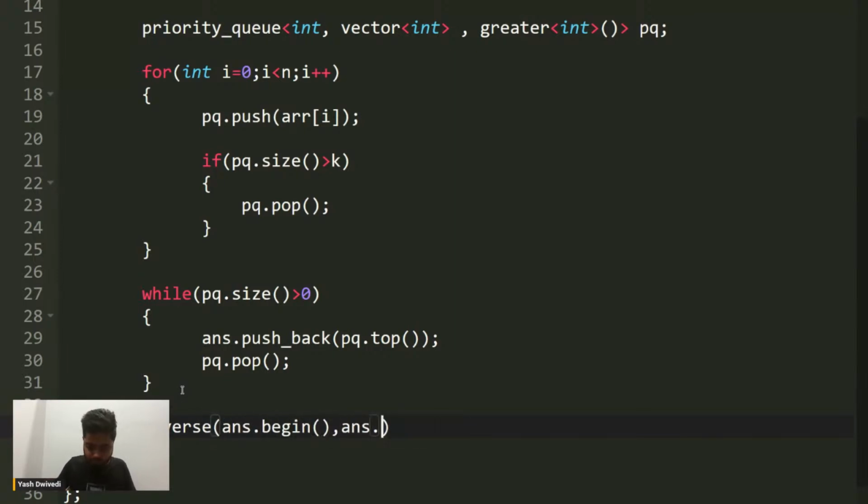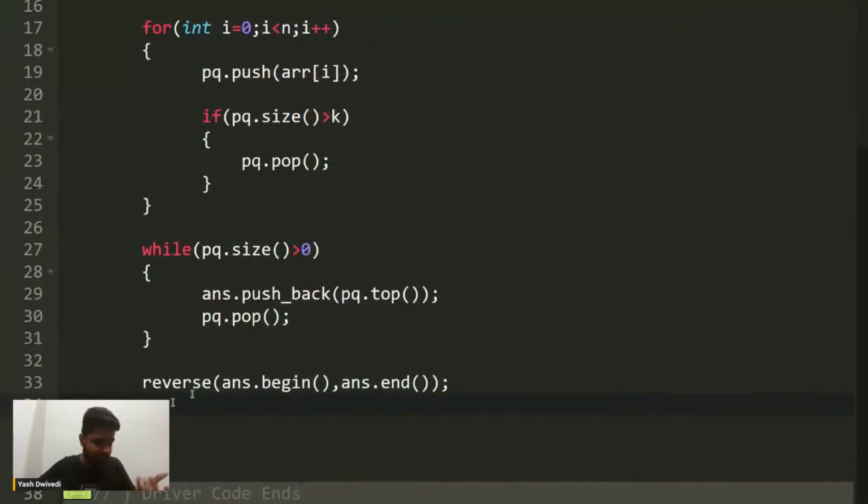Because since I've used a min heap, the elements are stored in ascending order, but I need to return the answer in decreasing order. So then I will just return this particular answer.